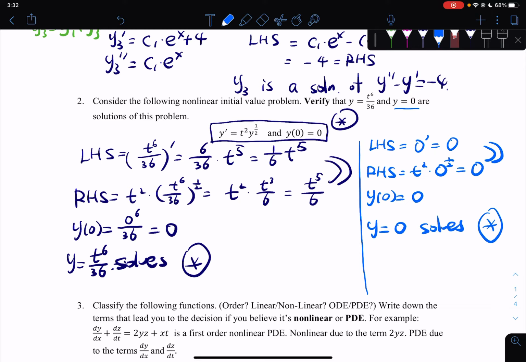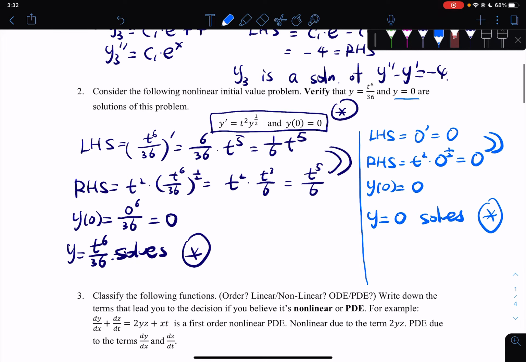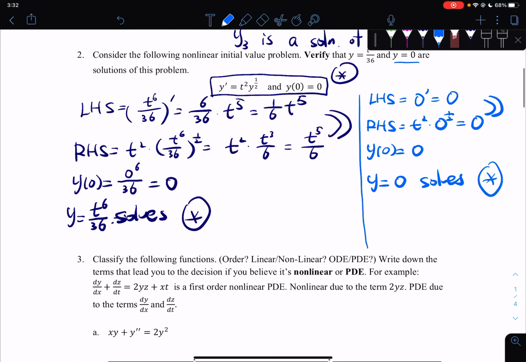So what you end up with is a differential equation that technically has two solutions. So it's not necessarily a fixed solution, right? That's something that's pretty interesting. You have more than one solution here. They are not necessarily unique.